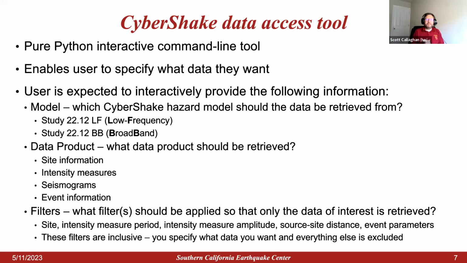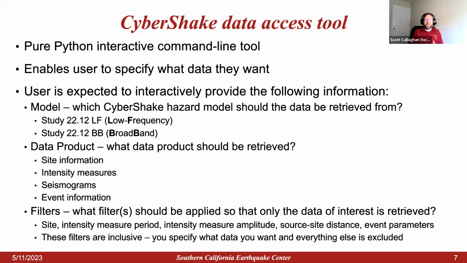The second question is, what data product are you interested in? And so the tool supports 4 different kinds of data. The first is site information. What is the name of the site? What are the coordinates of the sites? So you can investigate which of these different locations you are interested in results for. Intensity measures, so RotD50 at different periods, PGA, PGV, seismograms, and then also event information. So, you know, a specific event, what fault did it occur on, what magnitude, what probability, things like that.